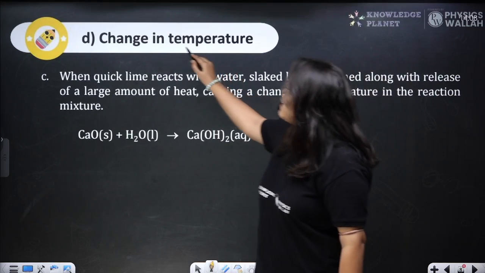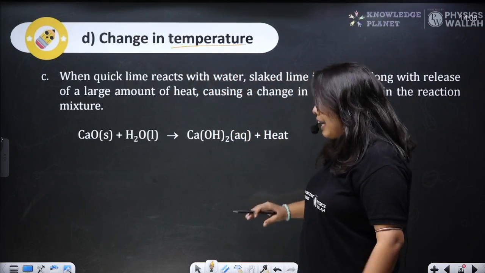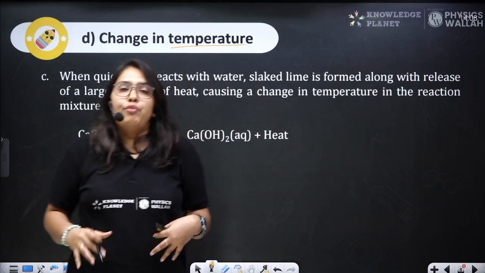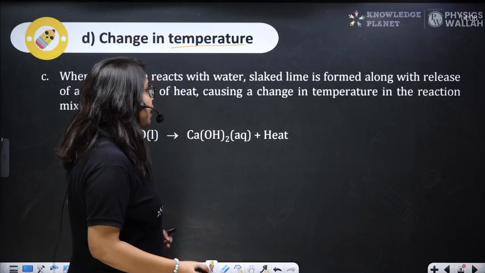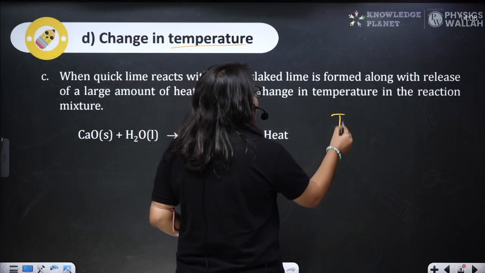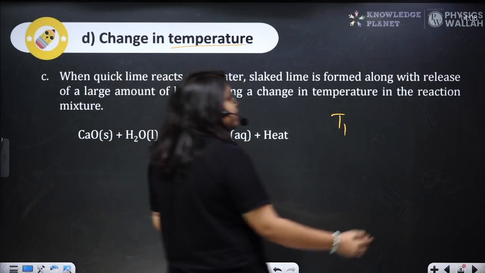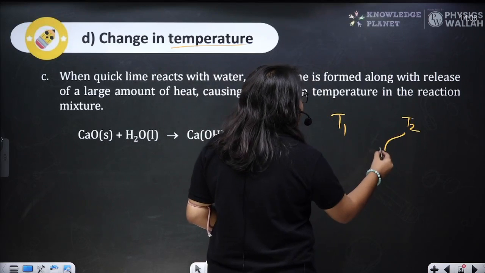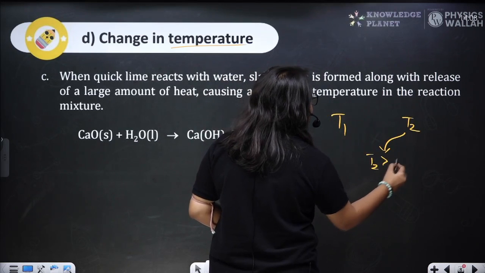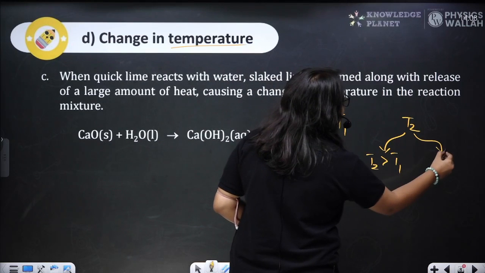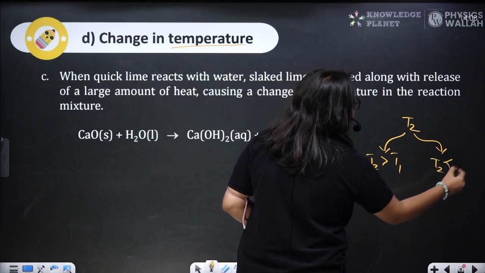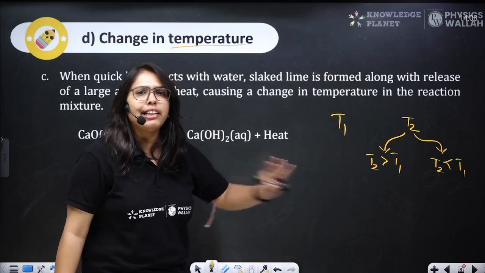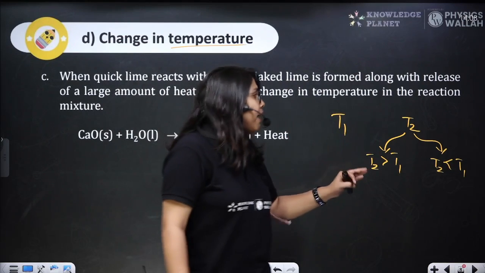Then change in temperature. That is when there is a change in temperature. Let's say when you have started the reaction, the temperature is T1. Okay, and after some time the temperature is T2. Now this T2 can either be greater than T1 or it can be lesser than T1. There are two possibilities for it. All right, what are they? How are they? We will learn about it. Don't worry.